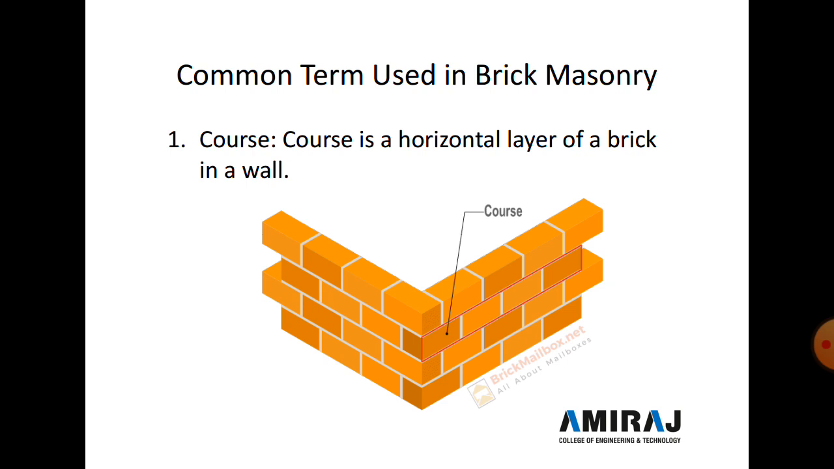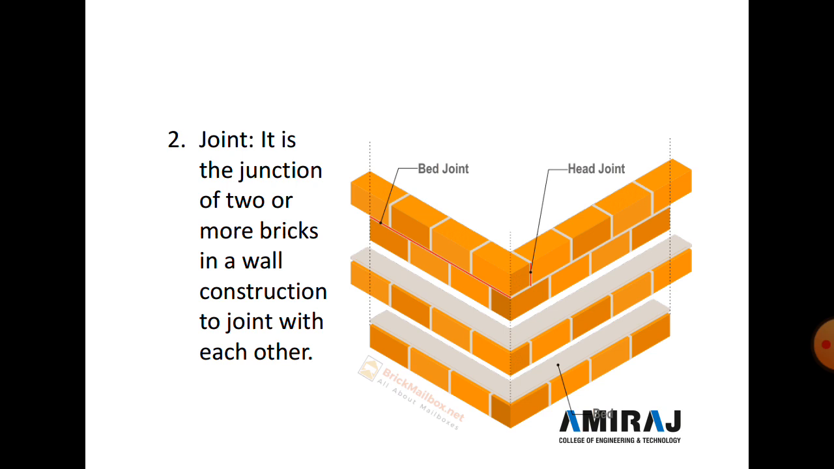Now next we discuss the common terms used in brick masonry. Here are some of the common terms or definitions generally used in brick masonry. One by one we discuss. The first term is course. Course is a horizontal layer of bricks in a wall. See the figure: there are four horizontal layers of brick, so it's called four courses of brick. Clear?